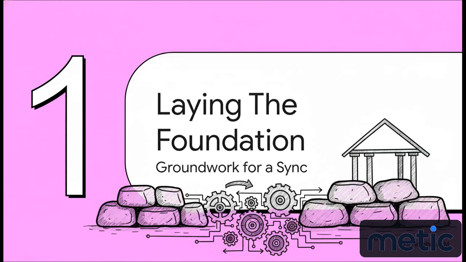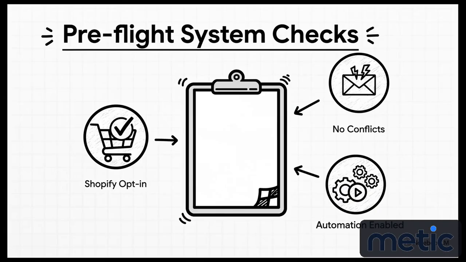Okay, section 2, laying the foundation. It's just like building a house. You absolutely can't skip the groundwork. If you get this part right, everything else just falls into place. Before we even click install, we have to run some pre-flight checks. First, you've got to confirm the marketing opt-in at your Shopify checkout is turned on. This is totally non-negotiable for compliance. Second, make sure you're not running any other email apps that could clash with this and mess up your data. And third, just double-check that automation events are enabled inside Omnisend. Trust me, these 3 simple checks will prevent some massive headaches down the road.